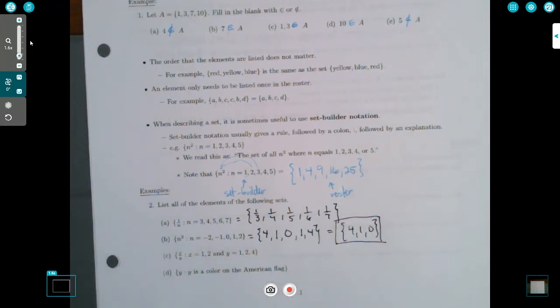Part C. So we want numbers of the form x over y, where x is allowed to be 1 or 2, and y is allowed to be 1, 2, or 4. Go ahead and give the video a pause and see if you can write out the roster notation for that set.